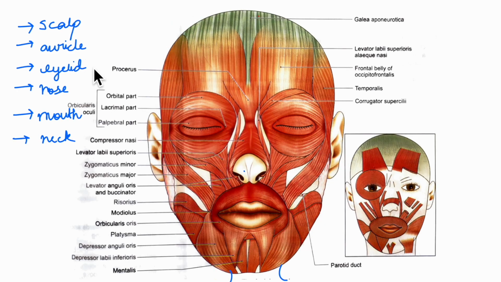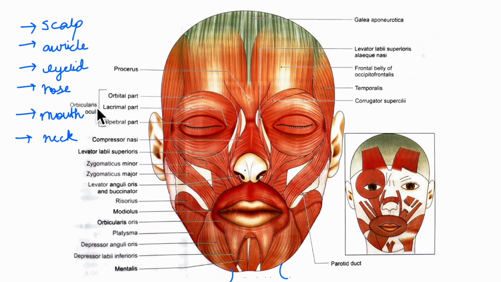Next, let's learn about the muscles of the eyelid or the orbital opening. We'll be looking at 3 main muscles. First is the orbicularis oculi, then comes the corrugator supercilii, and finally we'll be looking at the levator palpebrae superioris muscle. Now looking at the orbicularis oculi muscle in detail, we can see that it has 3 parts.